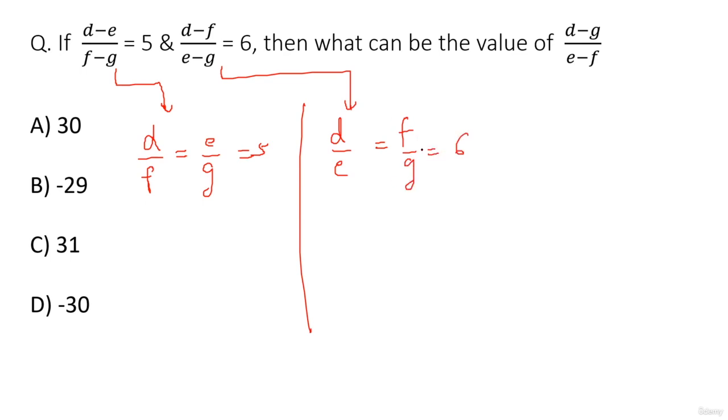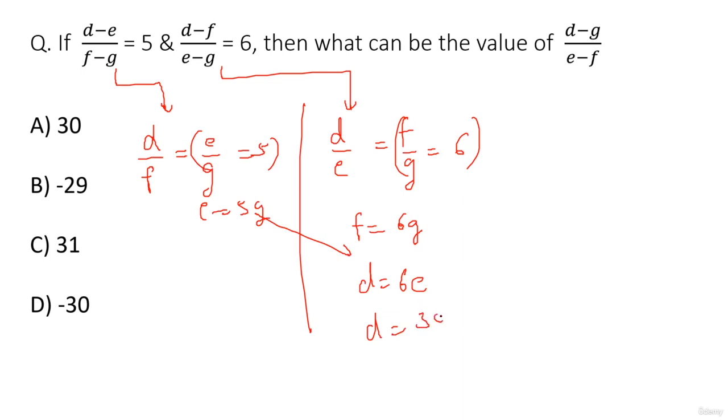Now what people do is they try to write all the variables here, d, e, and f, in terms of only one, g. We'll do that also. We'll also see a much shorter way to do that. If you compare these two, you'll get f is equal to 6g, and d is equal to 6 times e. From here you get e is equal to 5 times g. Substitute here, you will get d is equal to 6 into 5g, which is 30g.